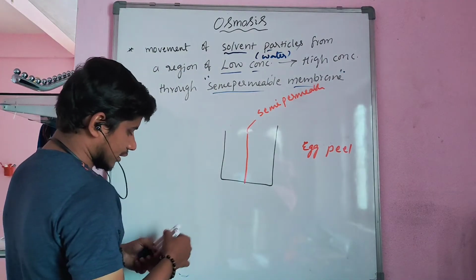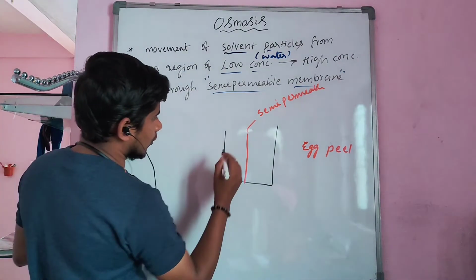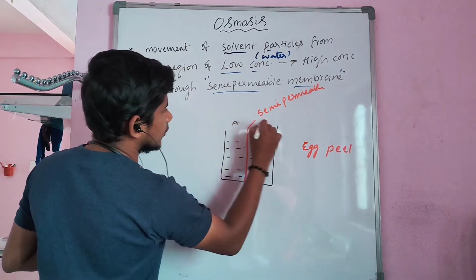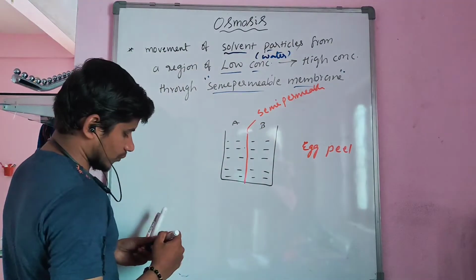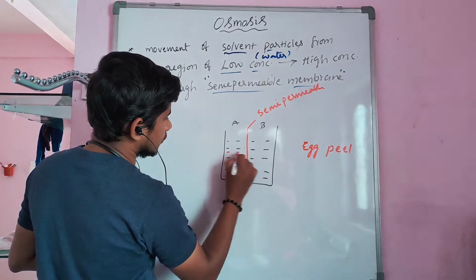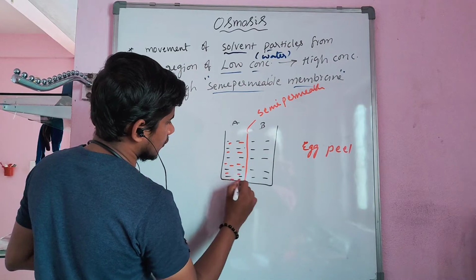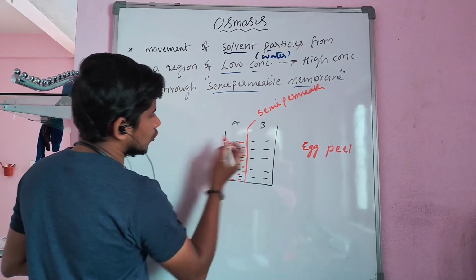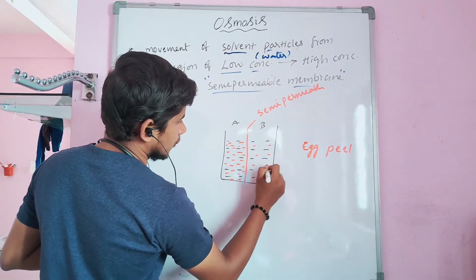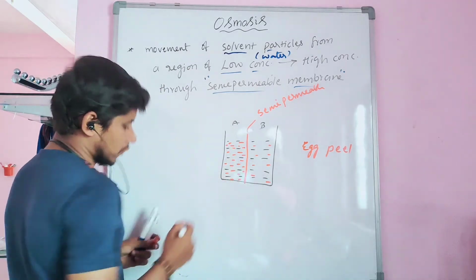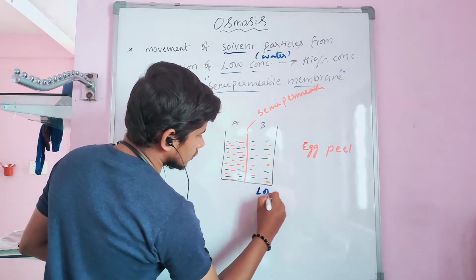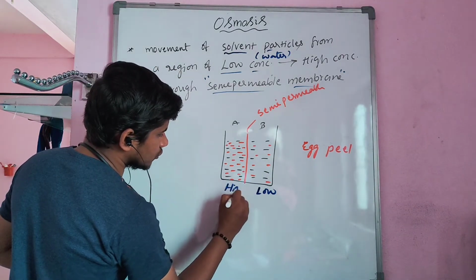Now take a sugar solution. Now this is water in both portion A and portion B. Now add sugar into both portions. Here this is the sugar. Add more sugar to part A, and here add less sugar. For example, just 8 molecules of sugar are there. So this is a less concentrated solution, that means low concentrated solution, and here is high concentrated solution.